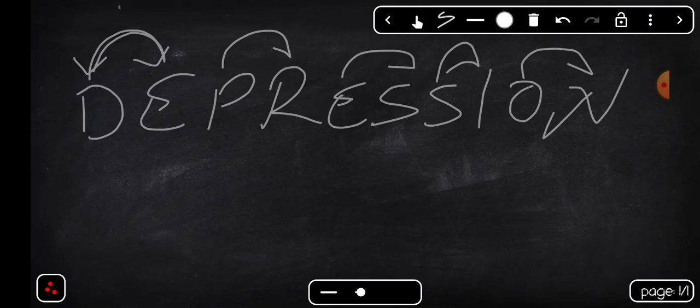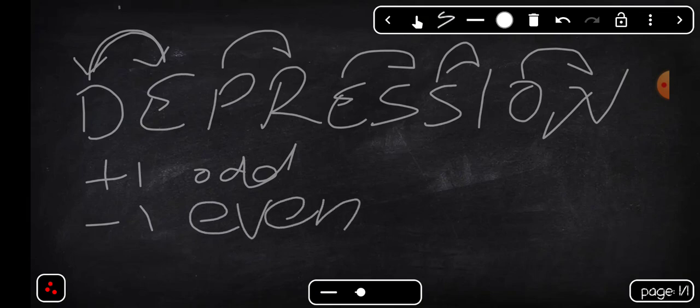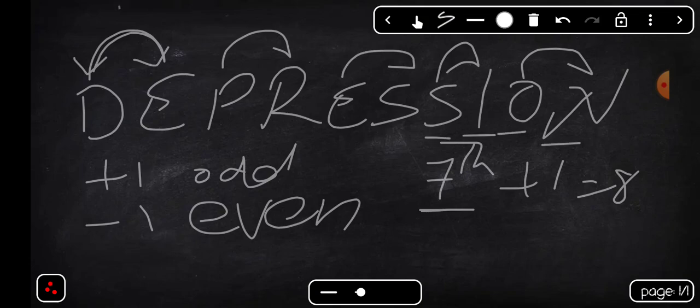In this type of example, please keep in mind, just add plus 1 for odd numbers and minus 1 for even numbers. We have to find the 7th letter. 7 is odd, that means 7 plus 1, that means the eighth letter from the right end. That means 1, 2, 3, 4, 5, 6, 7, 8. That means P is the answer.